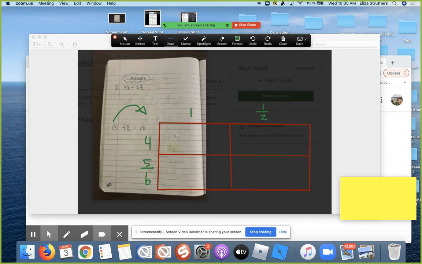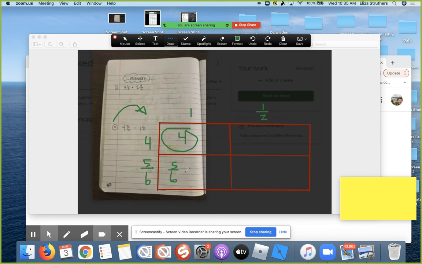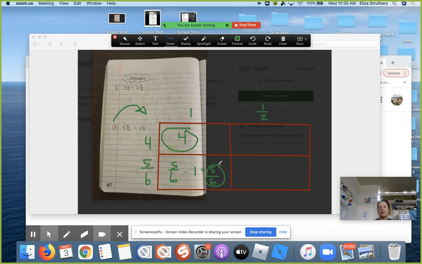Okay, so now 4 times 1 is 4, and we circle it. And then we've got a 5/6 times 1, which basically equals 5/6, right? Any number times 1 is the same number. And then we've got 5/6 times 1/2.